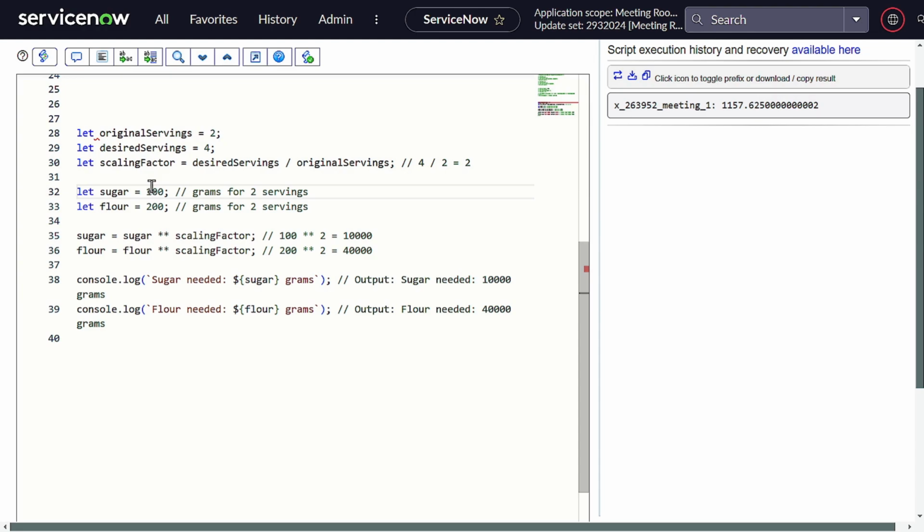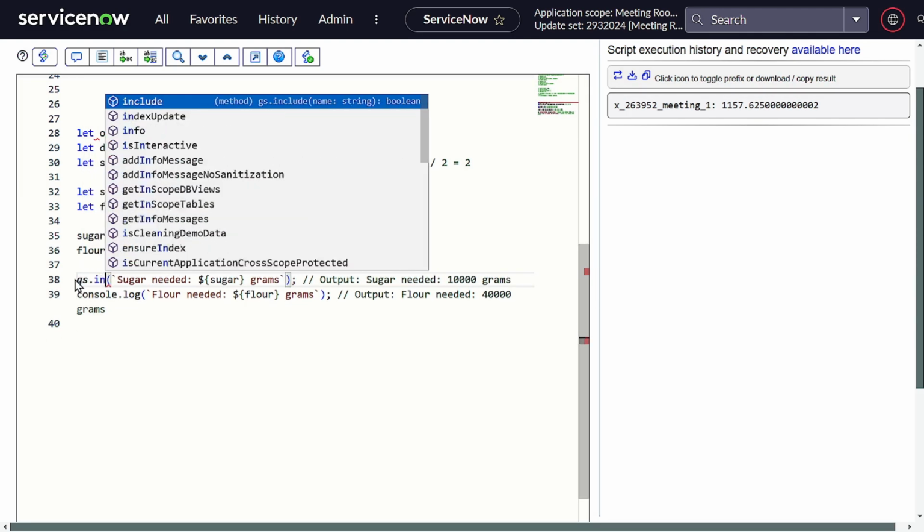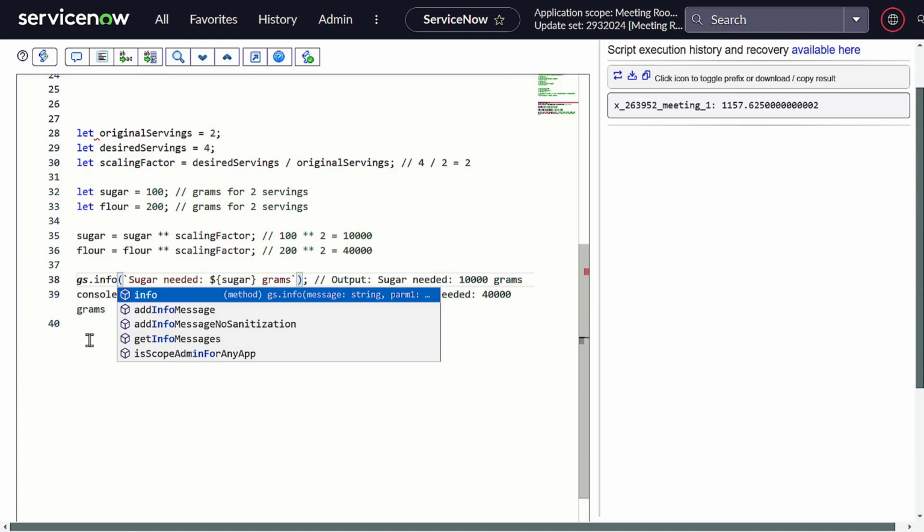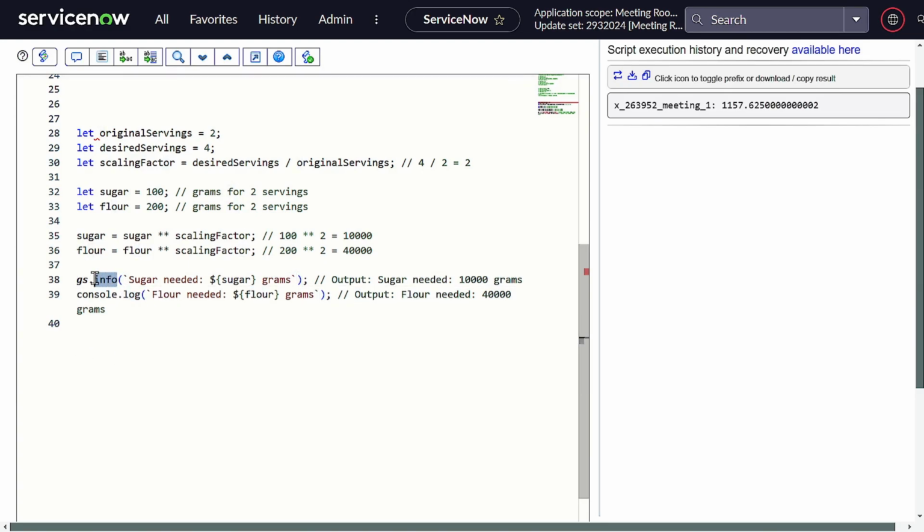We want sugar as 100 gram as per the original serving, and flour as 200 gram. Now, how much sugar will be required and how much flour will be required? That we want to see. I will just change this over here. We are using the same function, and as you can see on the screen, how exactly it's working.